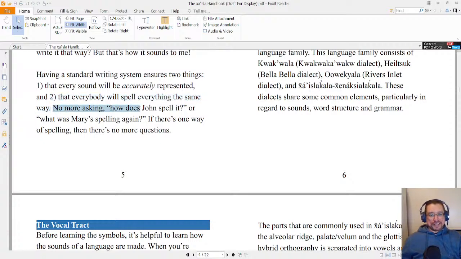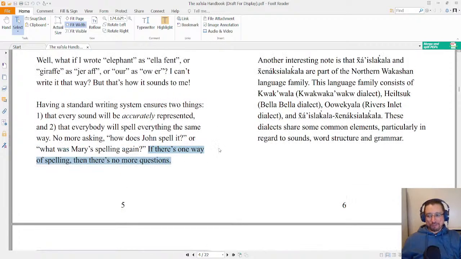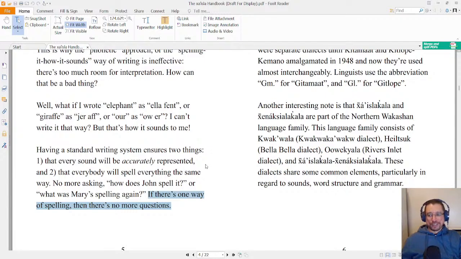So no more asking, how does John spell it? Or what was Mary's spelling again? If there's one way of spelling, then there's no more questions. It's spelled one way all the time, every time, by everybody, no matter who it is. That's the main goal, is to have everybody follow this system. And once everybody learns how to read and write the hybrid orthography, then we will have, what's that word? Consistency.